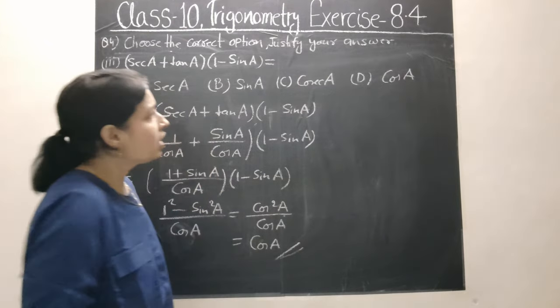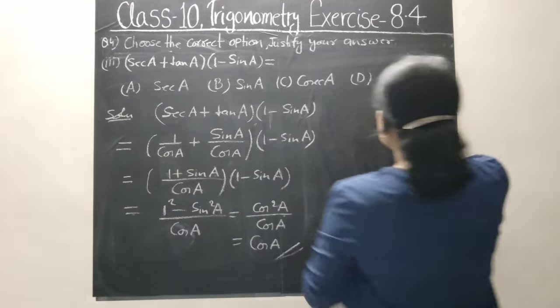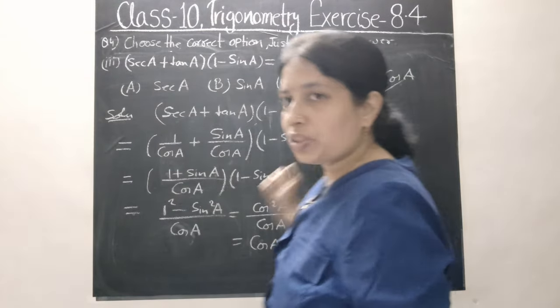So cos A is your answer. So option number D is right. So this one is the right option.